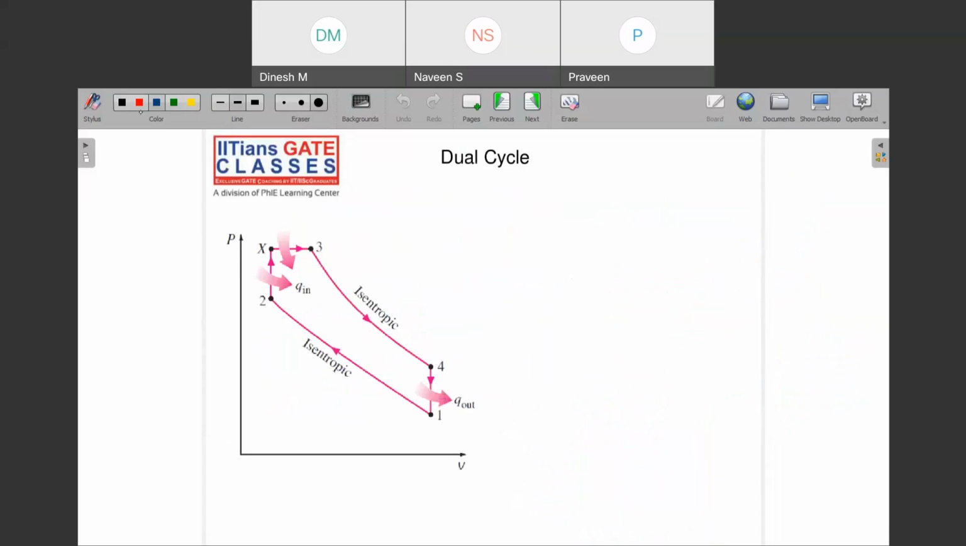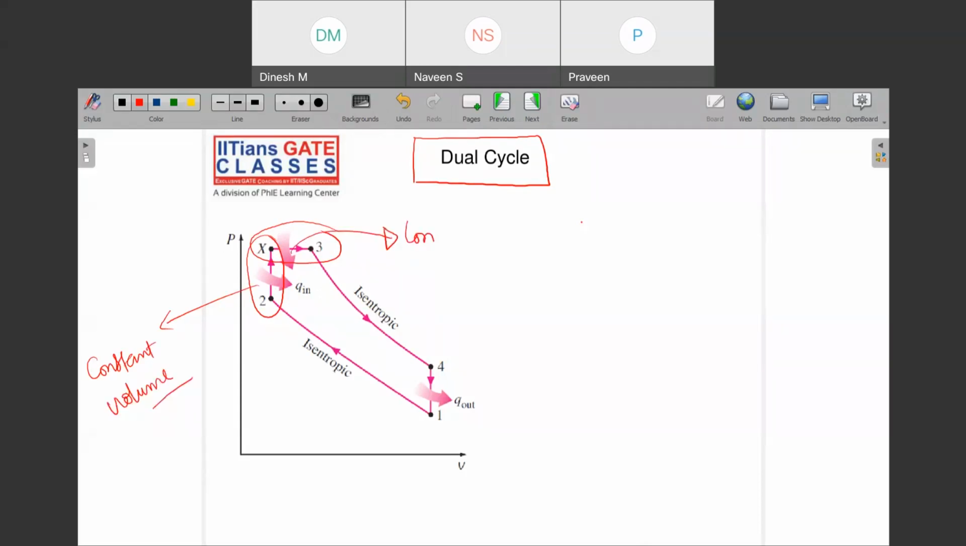There is one modification in this Otto and diesel cycle, and then we have reached the dual cycle. So here what happens is that the heat is provided in two processes. One is through constant volume, and another is through constant pressure.